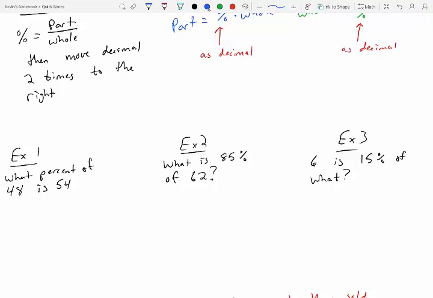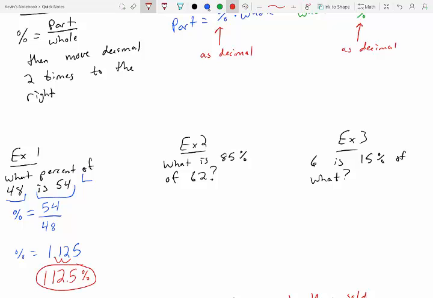So 3 examples. Our first one, what percent of 48 is 54? So we're looking for a percent, so we're going to use our first one. We're going to say percent equals our part over our whole. And again, "is" goes with the part, so 54. "Of" goes with the whole. So we say 54 over 48. And if we divide these out, our percent equals 1.125. But that's as a decimal, so we have to move it over twice. We say 1, 2, so our percent is 112.5%.